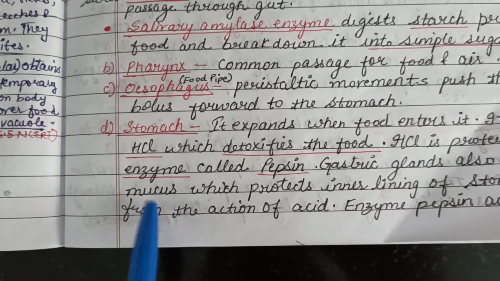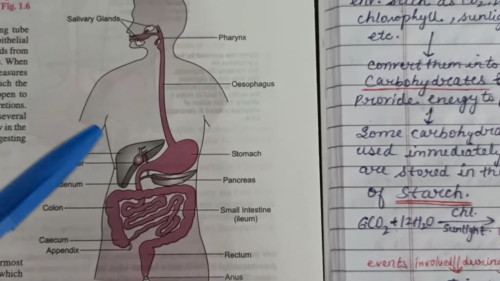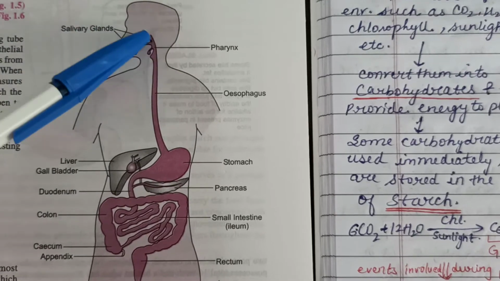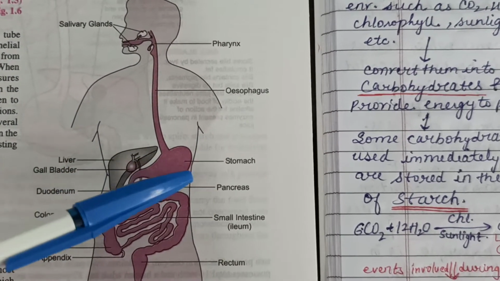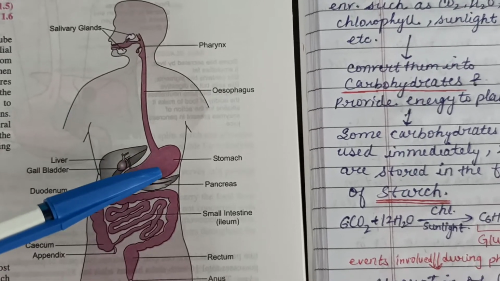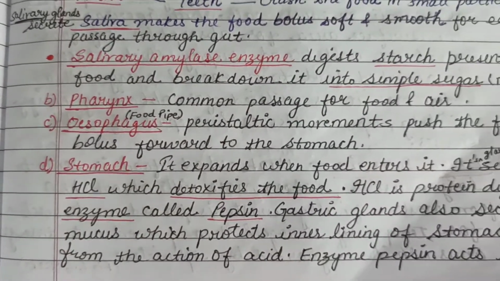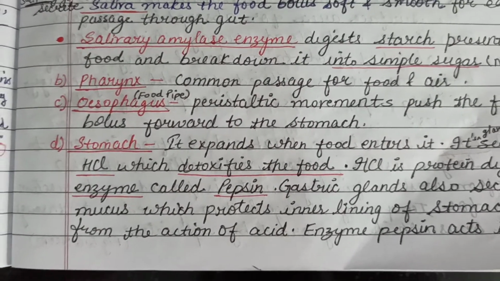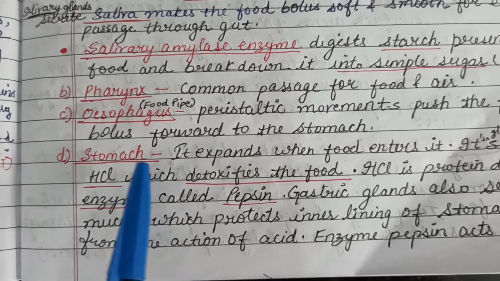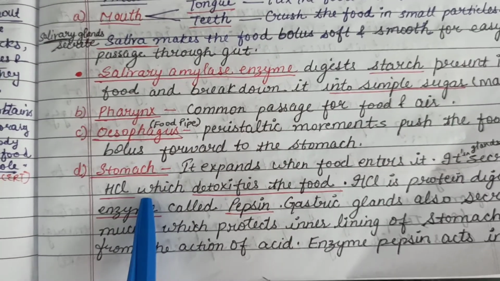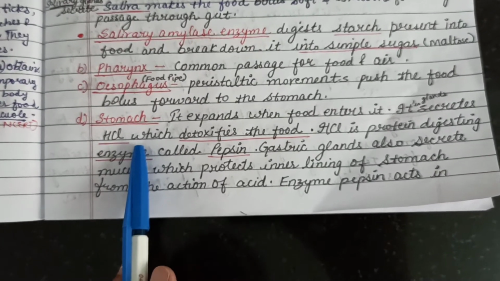Next is the stomach. The stomach is a J-shaped organ. As you can see in the diagram, the stomach is a J-shaped organ. After the pharynx, the esophagus ends into this J-shaped organ which is the stomach, and it is present on the left side of our body, right? The stomach contains gastric glands which secrete an acid called HCl, which is hydrochloric acid, which helps in the detoxification of food, that is killing of germs, right?